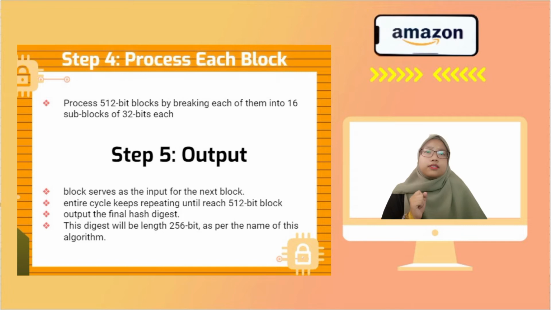The output of a block serves as the input for the next block. The entire cycle keeps repeating until it reaches the last 512-bit block, and its output is considered the final hash digest.